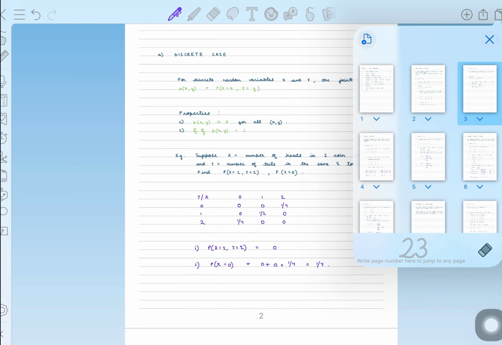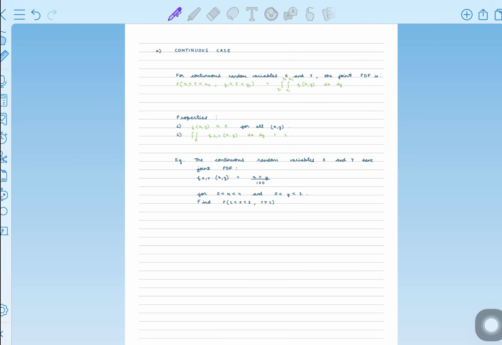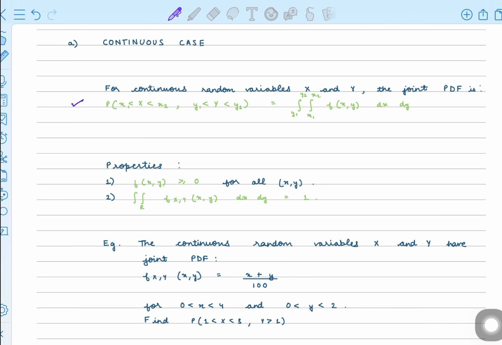Now we move on to the continuous case. The probability equals the integral over the range of y, the integral over the range of x, f of x, y dx dy. The probabilities can never be negative, and the probabilities of all possible outcomes must add up to 1.